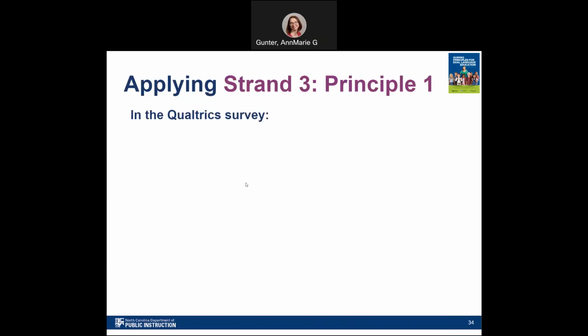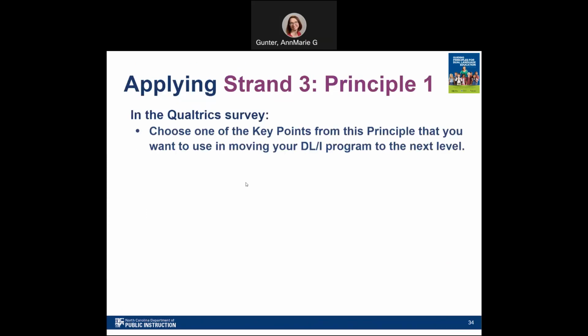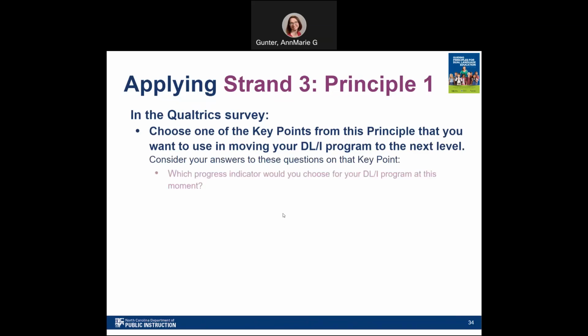And in your Qualtrics survey, choose one of the key points, A through G, from this principle that you want to use in moving your DLI program to the next level. So you reflected on each one, but now we just want you to pick one of those out of the 7 and indicate that on your survey, which one you'll be focusing in on. Remember to consider your answers to our key questions, like which progress indicator would you choose for your DLI program at this moment, and what are some keywords or phrases that would help move your DLI program to the next level.